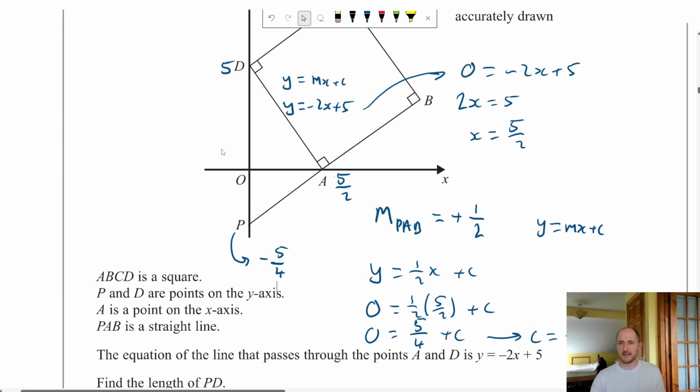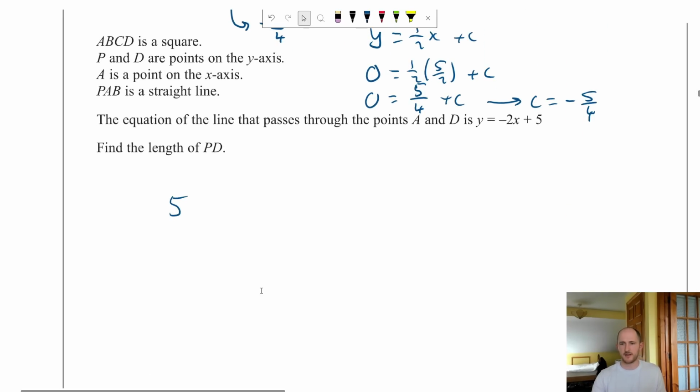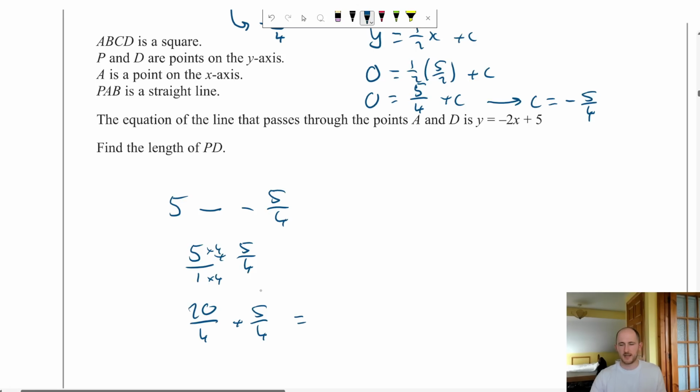So the length from P to D is just the difference between 5 and minus 5 over 4. So 5 minus minus 5 over 4 becomes 5 plus 5 over 4. To do this, we're going to have to make them both fractions. Times top and bottom by 4. I get 20 over 4 plus 5 over 4, which is 25 over 4. And that is your final answer.